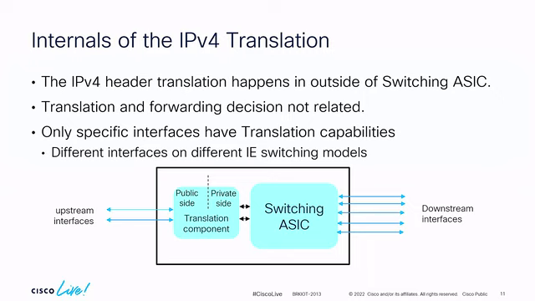But the idea here is pretty simple. Because the switching ASIC is different than the translation component, all the forwarding decisions are made irrespective of the translation. So the translation doesn't know anything about forwarding. Forwarding doesn't even know it's being translated. Separate deals, not talking to each other. No context is shared between these 2 components.